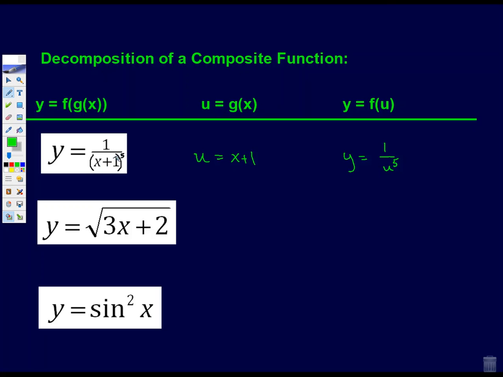Let's try breaking the other two down in the same way. I could let, in the second one, y equal the square root of u, and then I would let u equal the quantity 3x plus 2. So now, directly substituting the first column into the second one, I would get the original expression. For the third one, you have to be careful. Sine squared x is a synonym for sine x all squared. So I would let y be the squaring function, y equals u squared, and then I would let u be sine x.